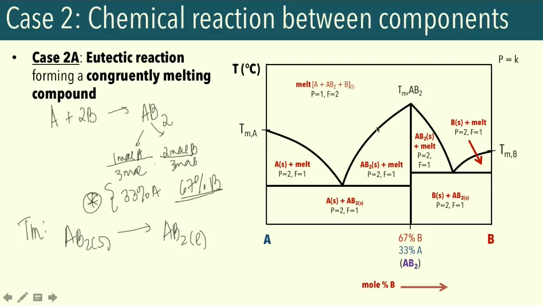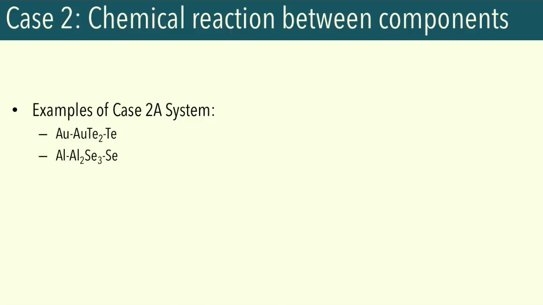The only unique part over here is that we have the formation of a compound at a particular composition of A and B. In this particular example, we're forming AB2, but we could form other types of compounds of different molar ratios. We could even form multiple compounds. If we have multiple compounds forming with different ratios, we'll just have a very similar type of phase diagram as well. Some example systems that follow this type of behavior include our gold and tellurium system and also our aluminum and selenium system.